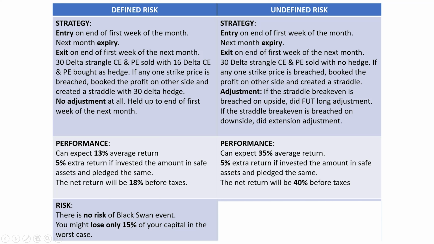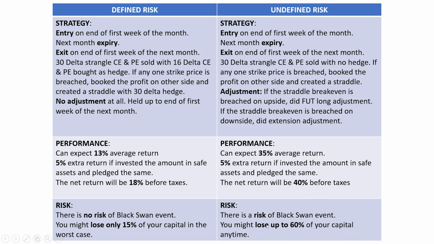Even though you have a much greater return here, there is a risk too, which is the black swan event risk. You might lose up to 60% of your capital anytime. That is the biggest concern about the undefined risk strategy, particularly this one. So by comparing both of them, you know that defined risk will have less return and less risk. On the other hand, the undefined risk strategy will have a much greater return and comes with a much greater risk.